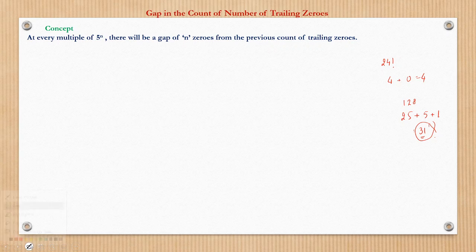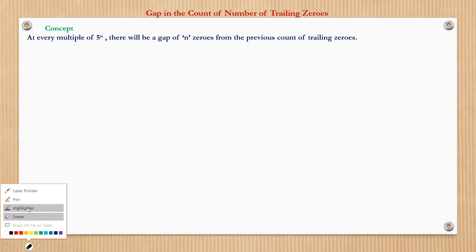So this was the basic concept, and now we use this to discuss the further concept on the number of trailing zeros. Here we'll be discussing the concept of gaps in the number of trailing zeros. For that, I write down the number of trailing zeros for all the numbers starting from 5 onwards.